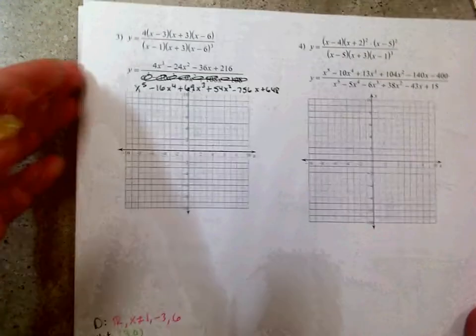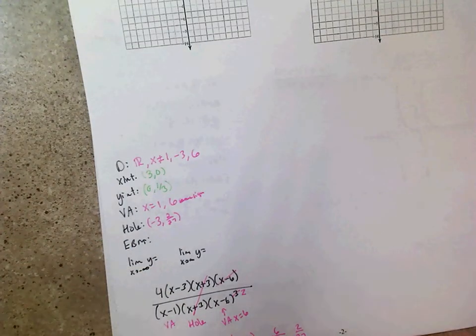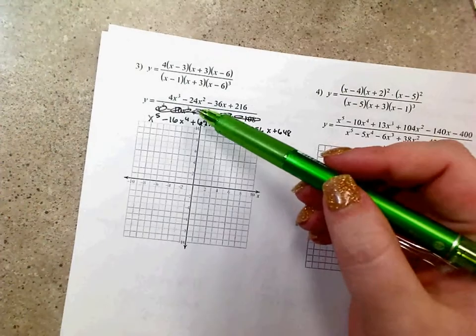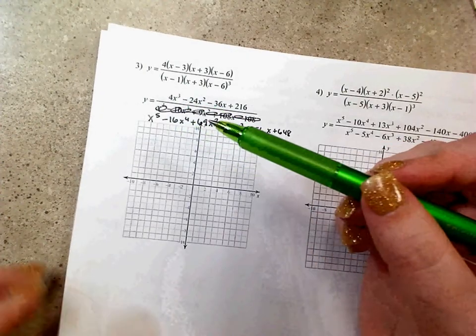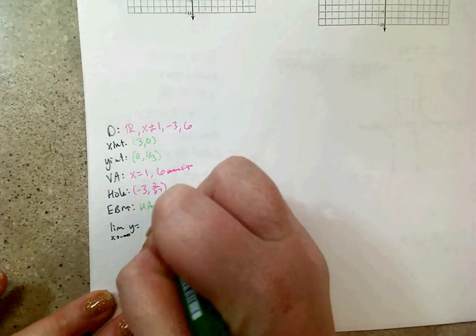As far as end-behavior models go, the degree on the top is 3 and the degree on the bottom is 5. The higher degree is definitely in the denominator. And if the higher degree is in the denominator, you're definitely going towards 0. So I have a horizontal asymptote at y equals 0, which makes both of my limits 0. Okay, so I'm going to use this.